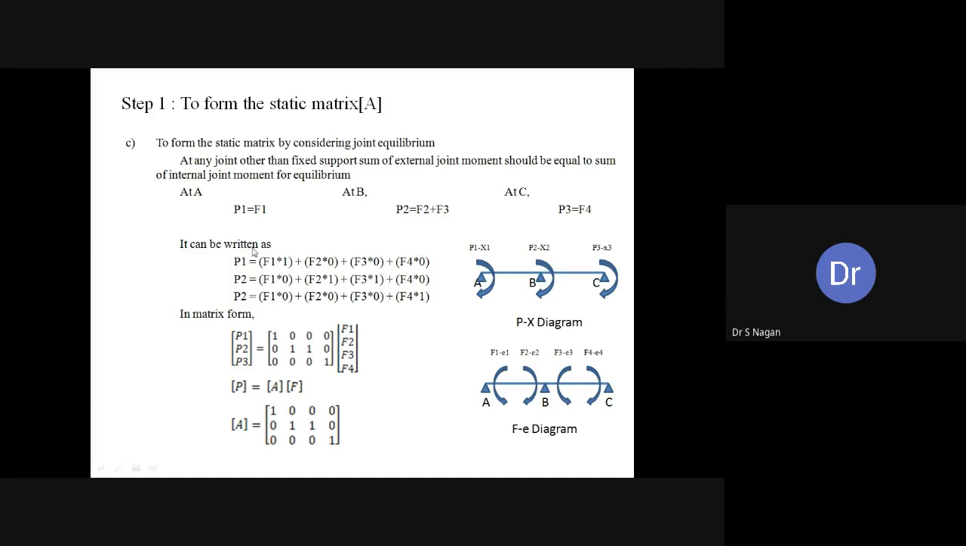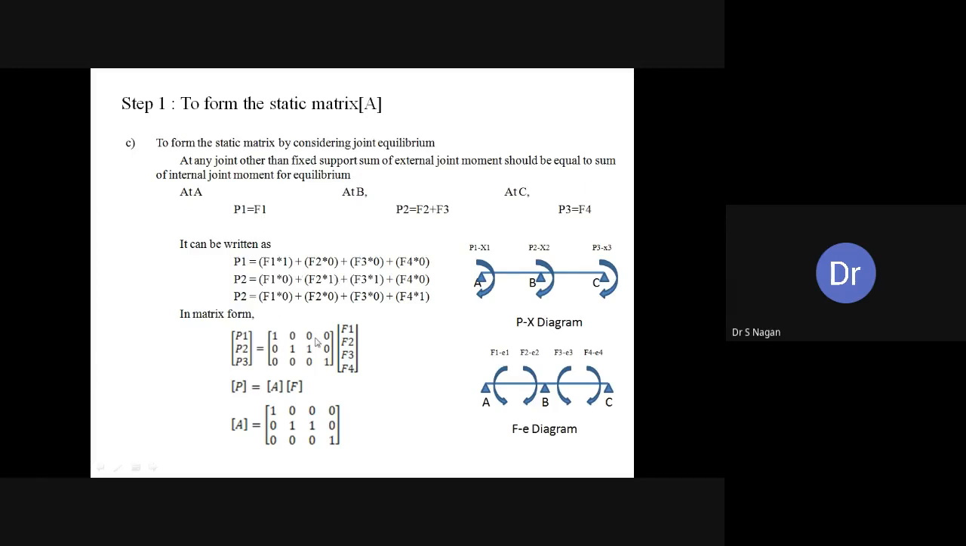So now this can be written as P1 equal to F1 into 1 plus F2 into 0 plus F3 into 0 plus F4 into 0, and P2 equal to F1 into 0 plus F2 into 1 plus F3 into 1 plus F4 into 0, and P3 equal to F1 into 0 plus F2 into 0 plus F3 into 0 plus F4 into 1, because it denotes only F4, here it denotes only 2 and 3, here it denotes only 1.